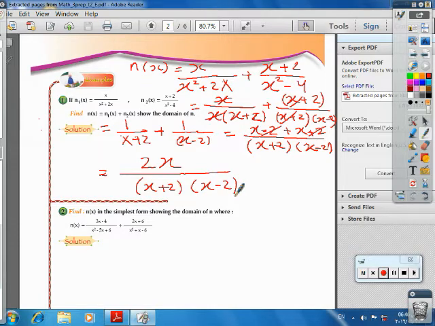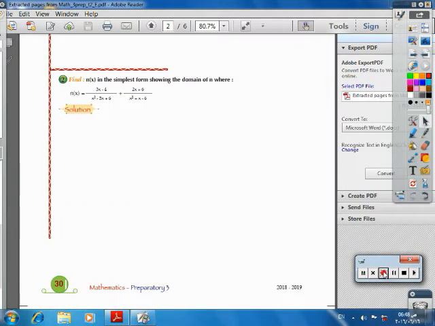Is that the final solution? Yes, that is the final solution, with the denominator (x + 2)(x − 2) in the first degree. This is n1(x) plus n2(x). Okay, example 2 on page 30 also. Find in the simplest form n(x) equals (3x − 4) over x² − 5x + 6 plus the second fraction, (2x + 6) over x² + x − 6.